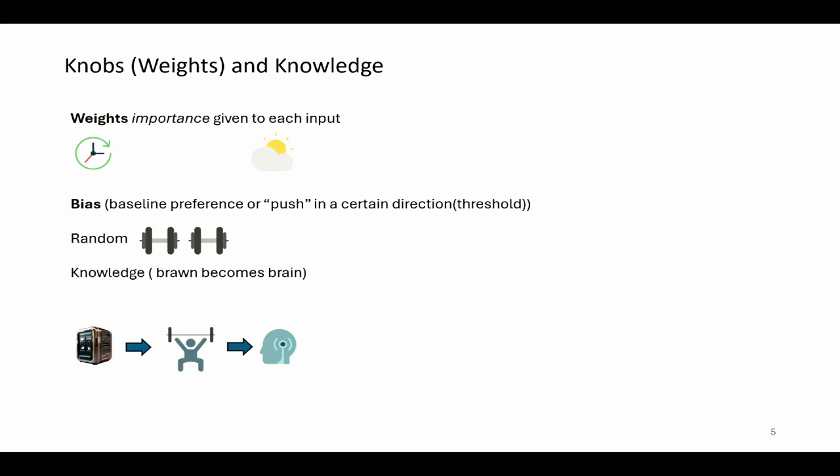And with weights, what happens is you set them randomly, and then based on the patterns, those numbers or those weights get adjusted, and once they get adjusted, the weights that the system learns become what is called the knowledge of that system, right? That is where I said the brawn becomes the brain, right?